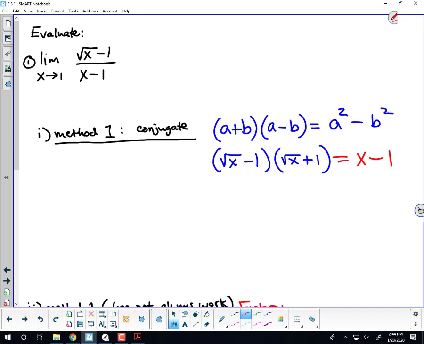The vast majority of times you have functions that involve radicals like this, you're going to use the conjugate to simplify that. So we'll leave this piece here because that is our conjugate.